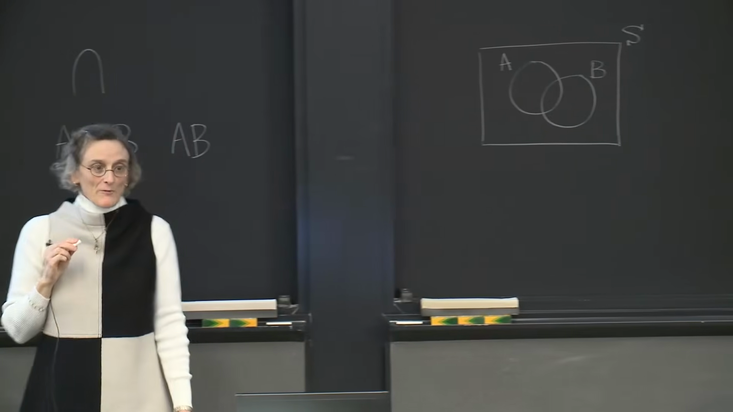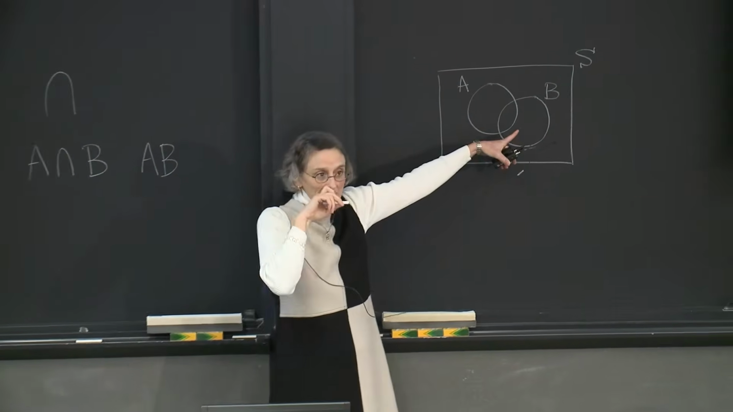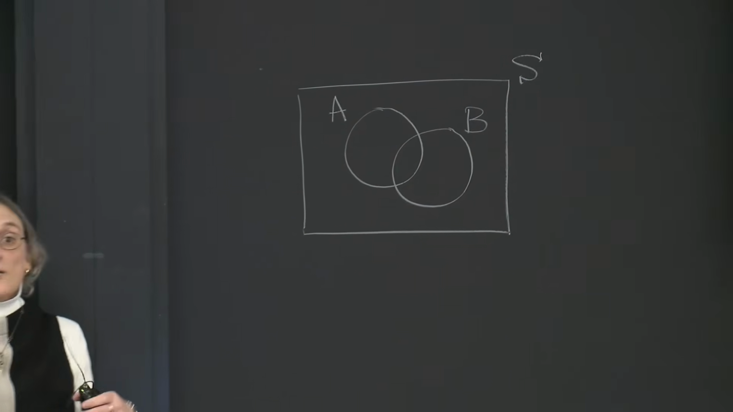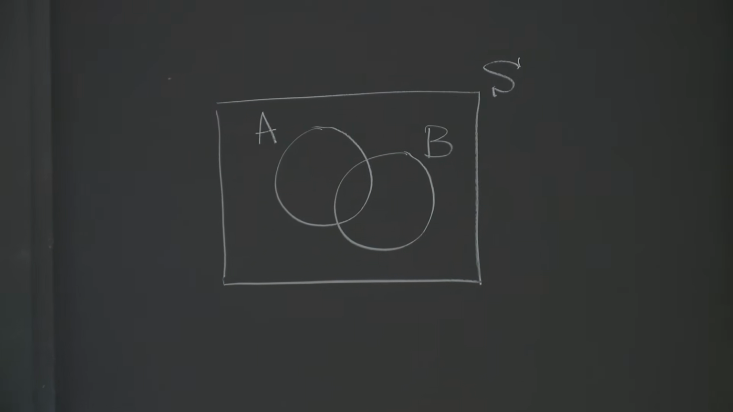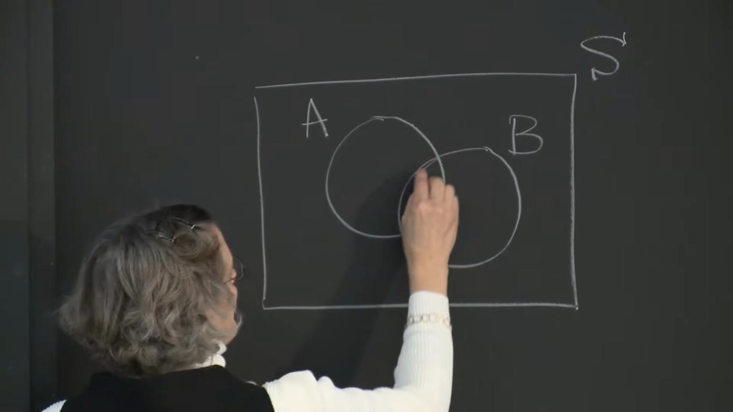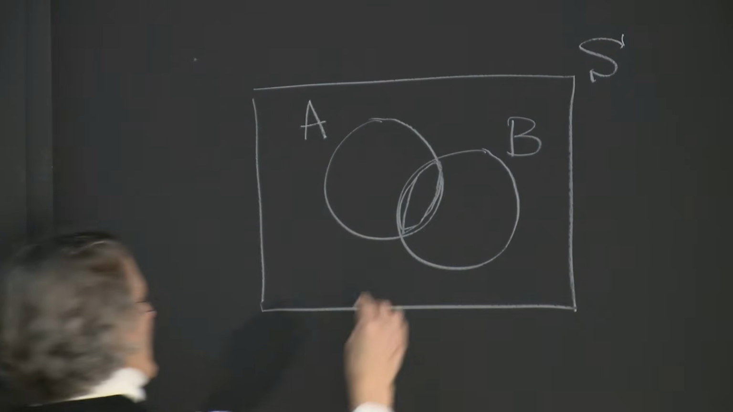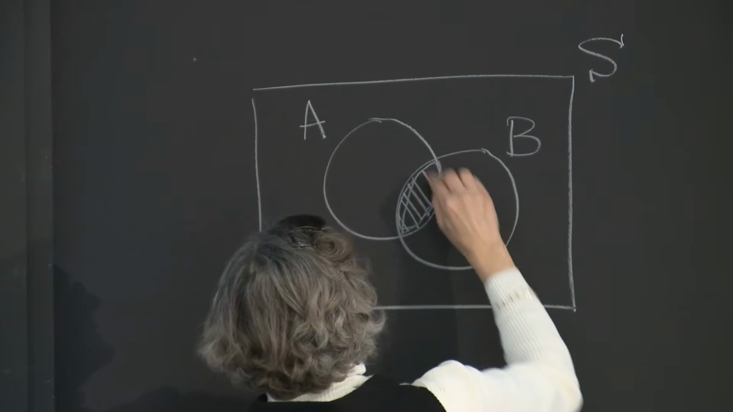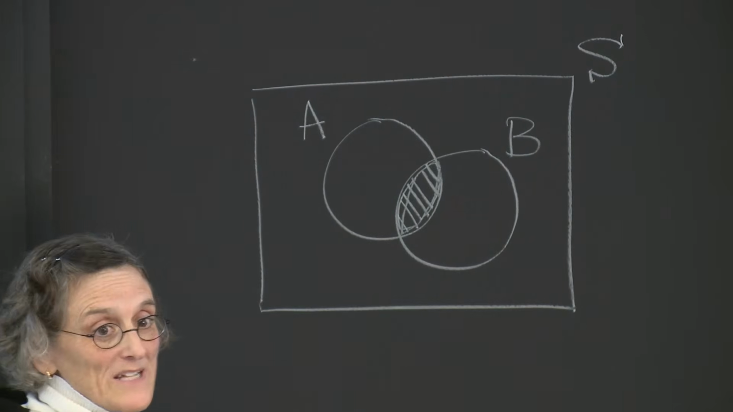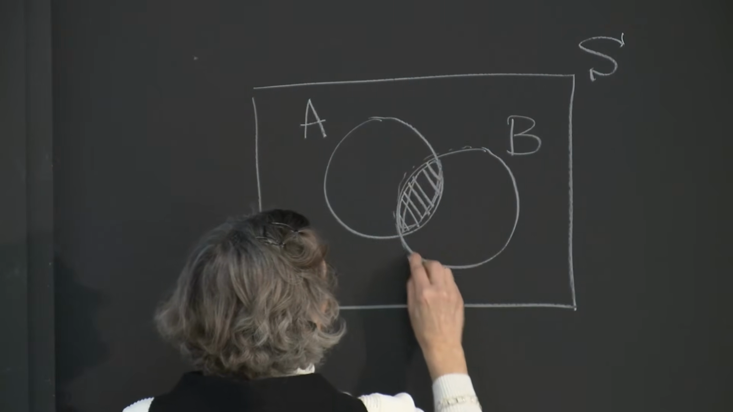Okay? So let's say we have a sample space S. We have an event A and another event B. And we know that B occurred. So basically we're going to be conditioning on B. Then the only part of A that's relevant is this part, the intersection. That's the only part of A that's relevant. The only part of the sample space that's relevant, since we know that B occurred, is this.